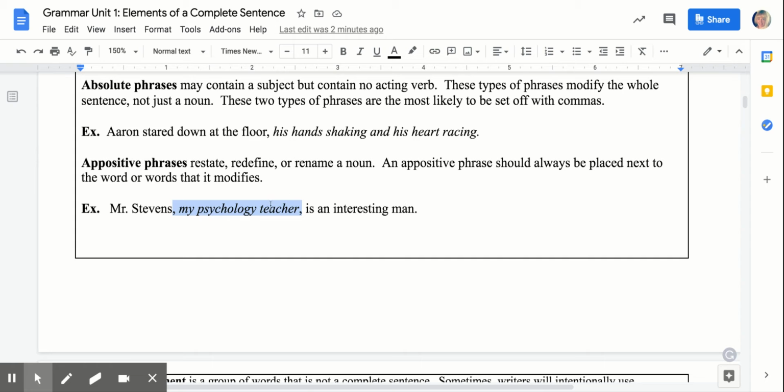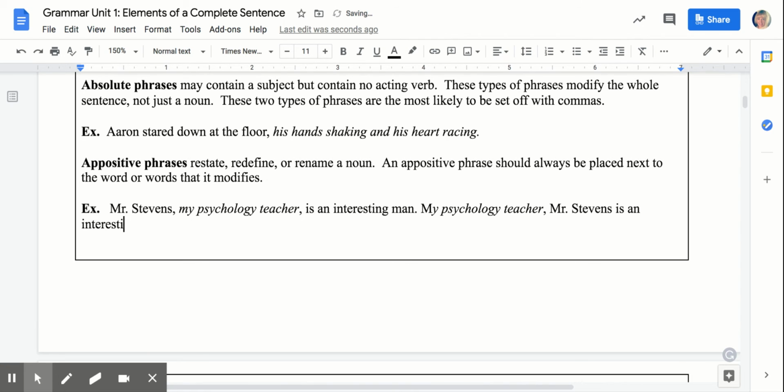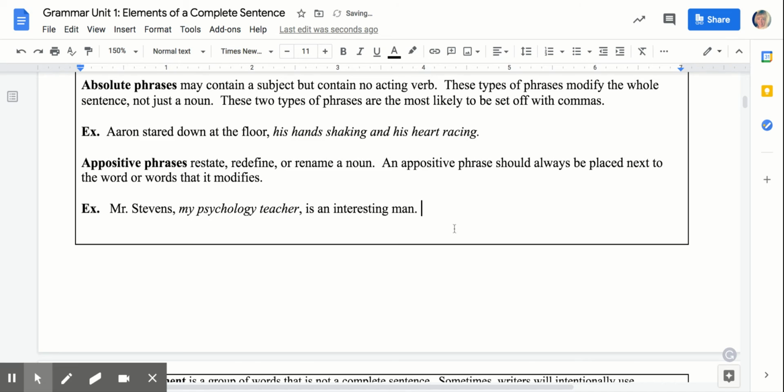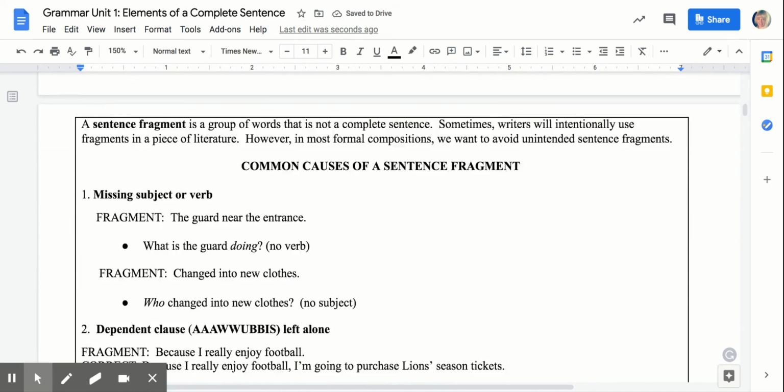We could also write this sentence, let me show you, so that it looked like this. Okay, my psychology teacher, Mr. Stevens, is an interesting man. Again, it's right next to the noun that it is modifying, okay, either before or after. Okay. All right.